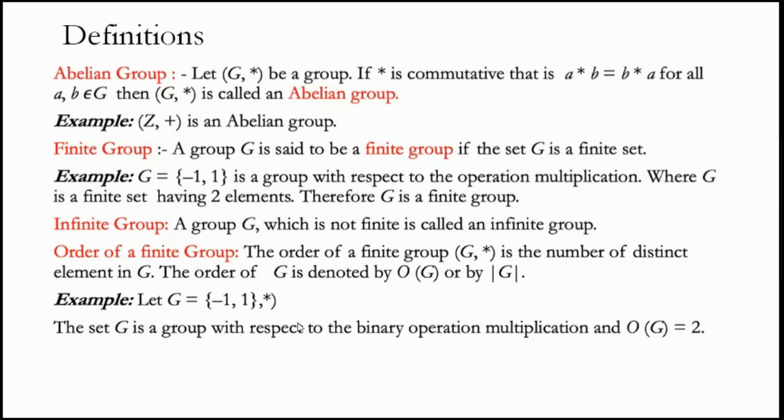Order of a finite group: the order of a finite group is the size of the group. That is indicated by mod G, the size operation. Let G equal {-1, 1} be the set with the binary operation star. The set G is a group with respect to multiplication. So the order of the finite group is 2.